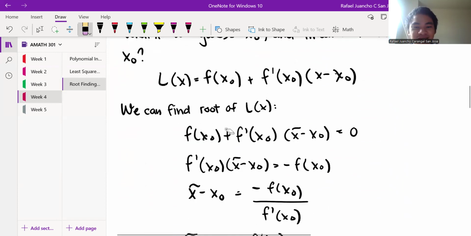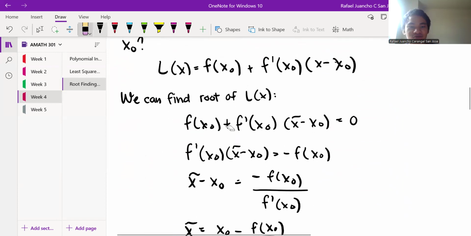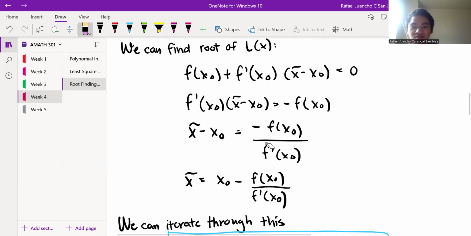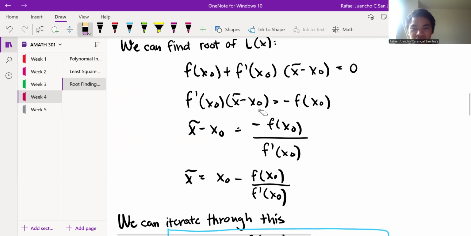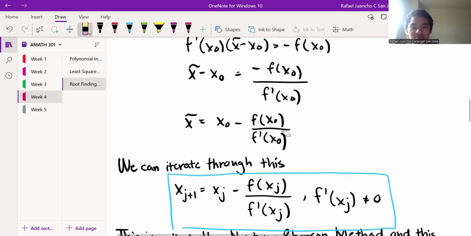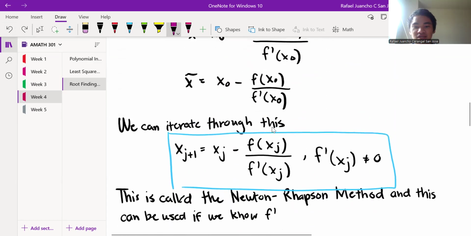So from the initial point, we find the root. What happened? Well, we basically set this L of x to be equal to 0, and we solve for it. Just some simple algebra here, and we get this. So this is my x, and then my initial point. And then we can use our Jacobian iteration scheme. So we can actually iterate.